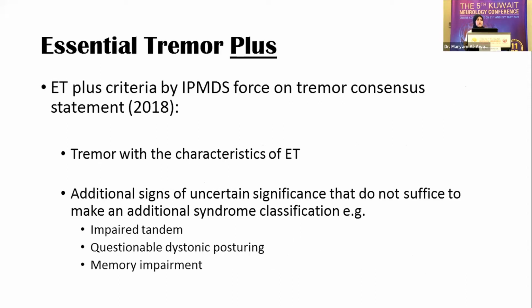Another type of essential tremor is called essential tremor plus, and this is characterized by tremor with the characteristics of ET, which we mentioned already, in addition to other signs of uncertain significance that are not enough to make an additional syndrome diagnosis. For example, there might be mild impairment of tandem gait. There might be questionable dystonic posturing. So soft signs, really. Theoretically, this may sound simple, although in clinical practice, it might be really difficult to determine which one is mild and which one is a soft sign. They might also have some mild cognitive impairment.